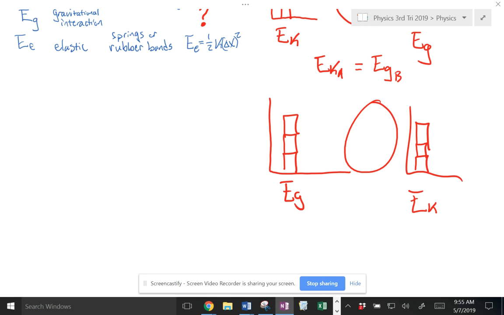We're gonna drop it. Okay. So here it starts out all gravitational. When is this the situation? Right before it hits the ground. Okay. So here's right after it leaves my hand. That's right before it hits the ground.